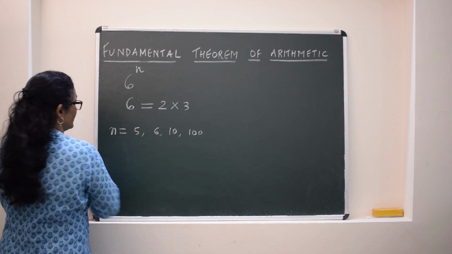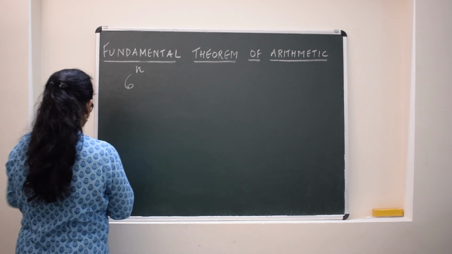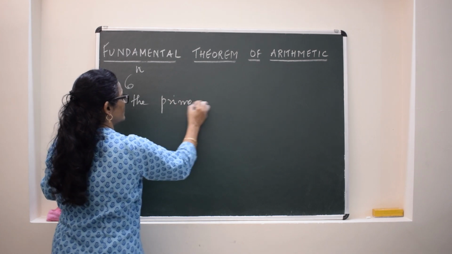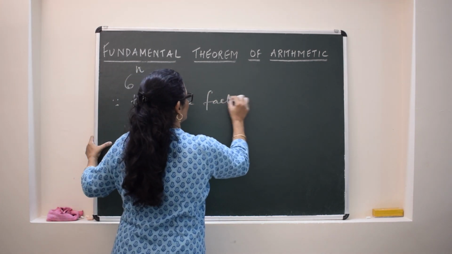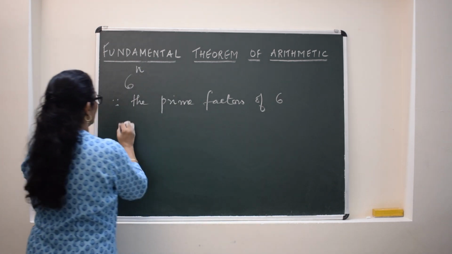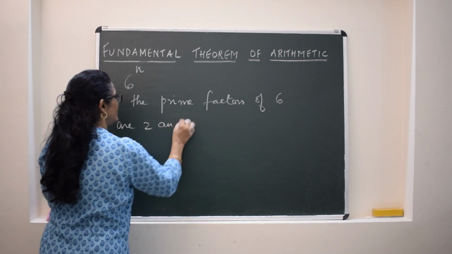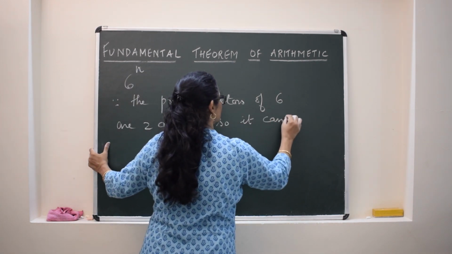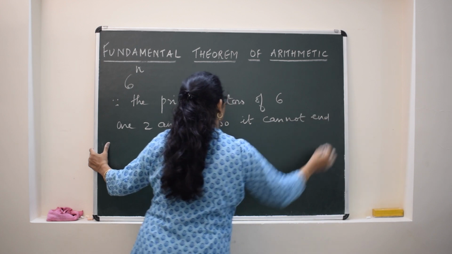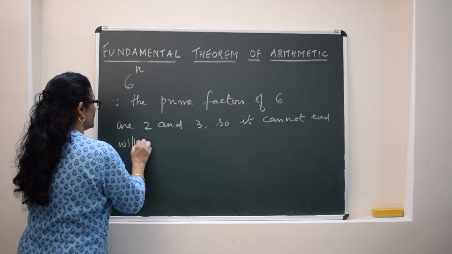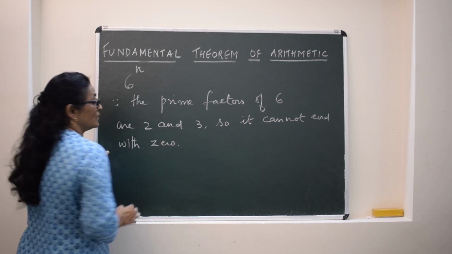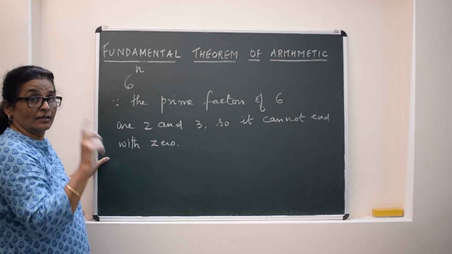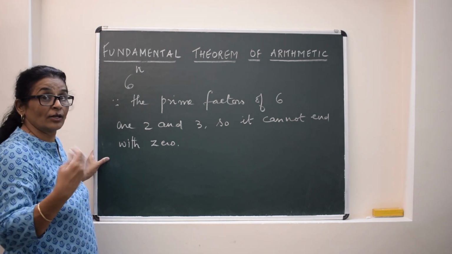So simply we have to write: since the prime factors of 6 are 2 and 3, it cannot end with 0. Since if the prime factors are not 2s and 5s, it cannot end with 0.